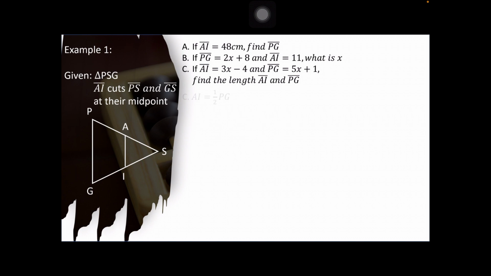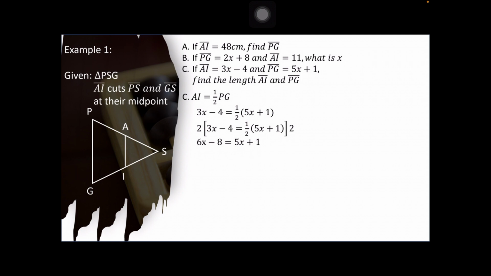Next. Letter C. The same process pa din po. The same formula. Then, substitute the following given. Now, kanina, minultiply ko po yung 1 half dito sa loob ng aking parenthesis. Ngayon, hindi na. Kasi po, hindi naman divisible sa 2 yung 5. At the same time, hindi din naman divisible yung 1. Kaya ang gagawin ko po, katulad ng una kong ginawa sa letter A, example, I'm going to multiply all of my terms by 2. Then, multiply po natin. 2 times 3x, then 2 times negative 4. That is positive 6x minus 8. Then, 1 half times 2 is equal to 1. 1 times 5x is 5x. 1 times 1 is 1.